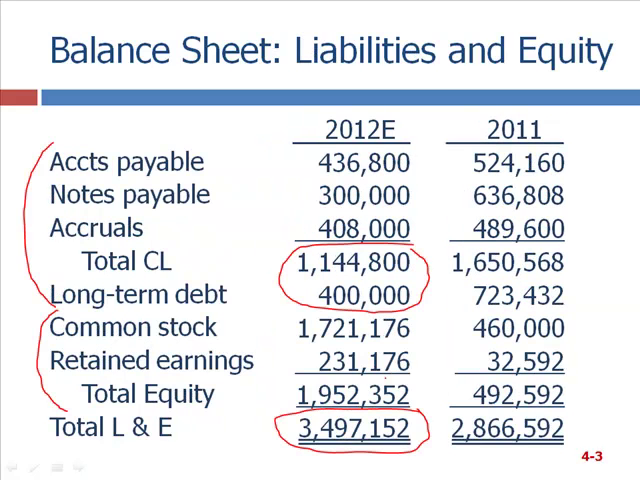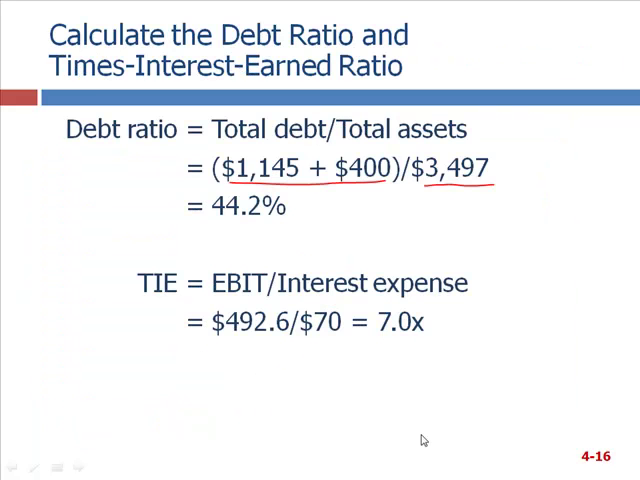So the debt ratio tells us how big this portion is compared to the entire thing. And if we do the math here, we'll see that it's 44.2%. So that tells us that for every dollar of assets that DeLeon owns, approximately 44 cents is borrowed. And that means the other 56 cents represents equity, or an ownership interest by the stockholders.